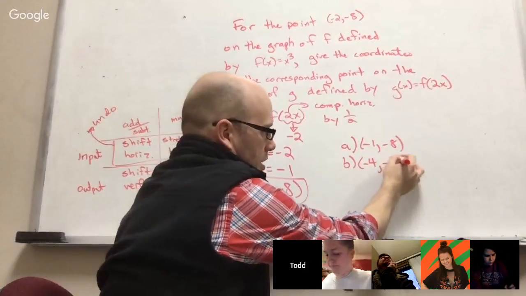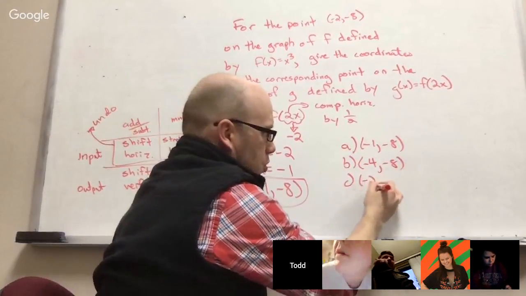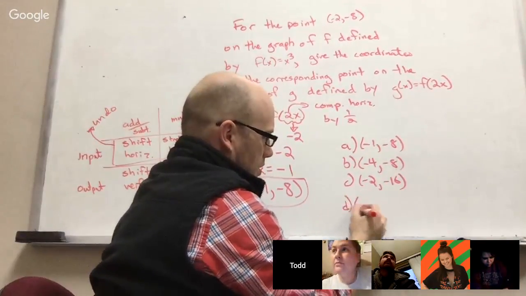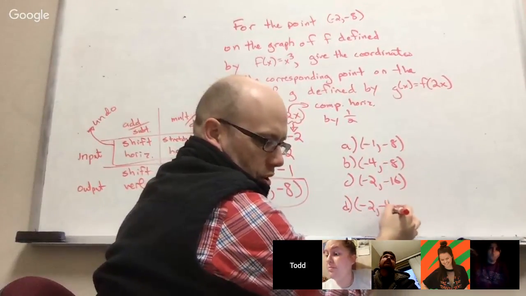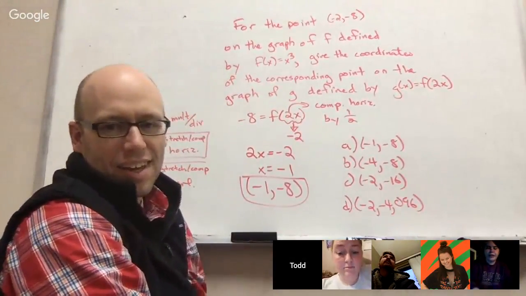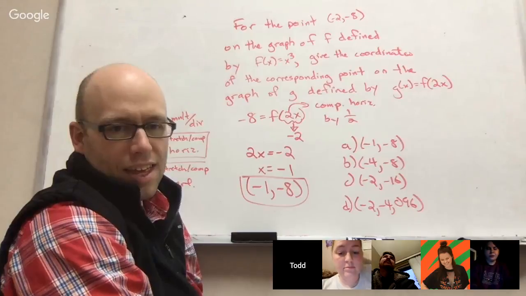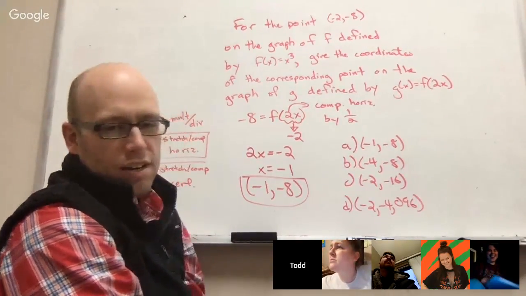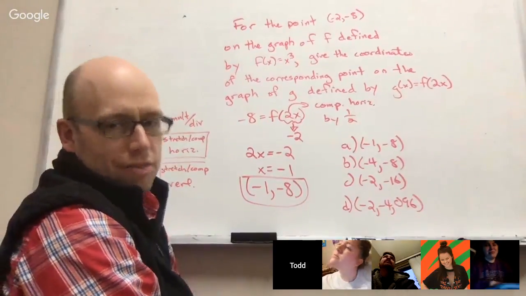Now, the possibilities that it gives you here are -1, -8, -4, -8, -2, -16, -2, -4, 1096. I think the -1, -8 one is the correct answer. Based on what we just did, it should be clear that that's the right answer. Obviously.